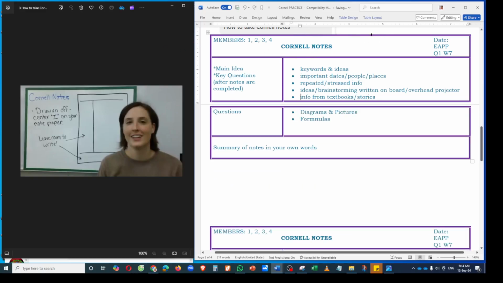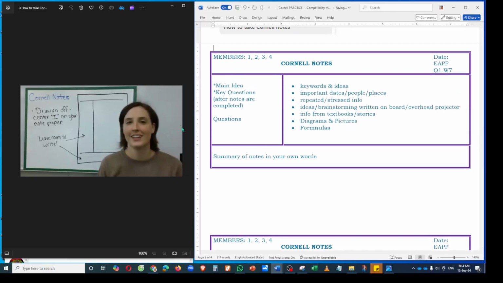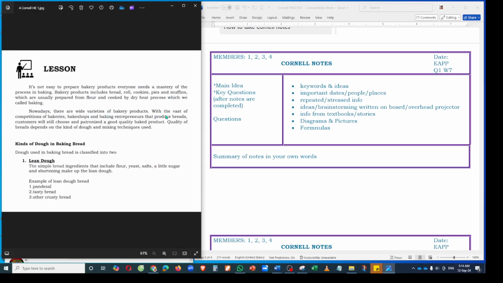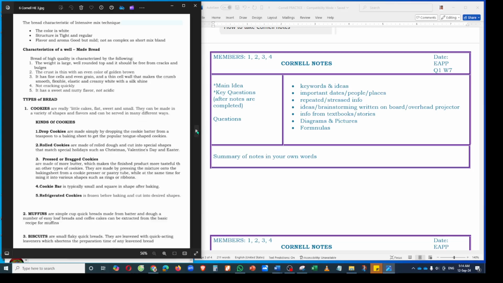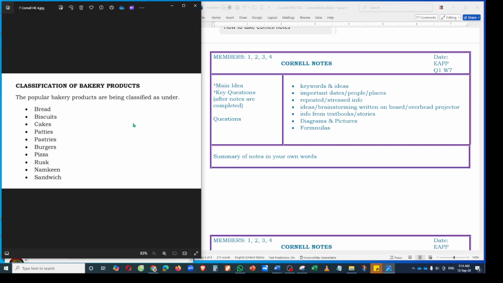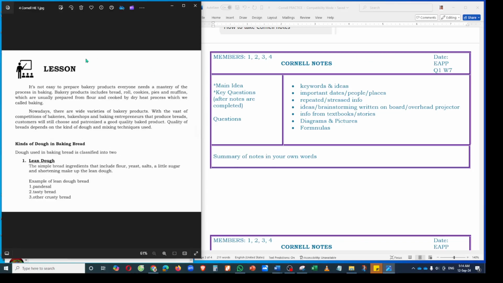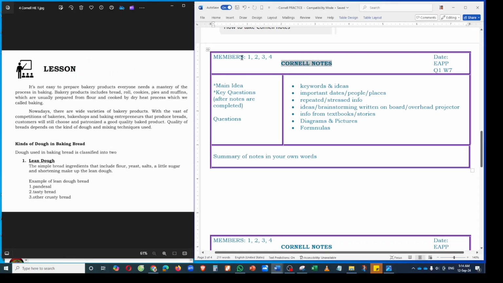So here are the contents of the Cornell notes. For EPP HE classes, I gave you one, two, three, four pictures from your lecture in bread and pastry. So let's do an example for this one. Of course, we don't know the title of it. Temporarily, you can put bread and pastry, or you can write BPP.